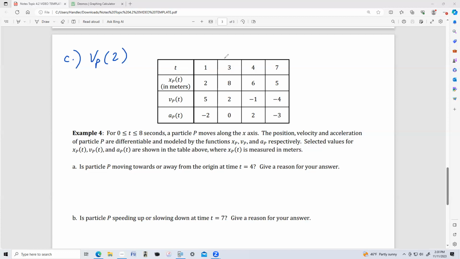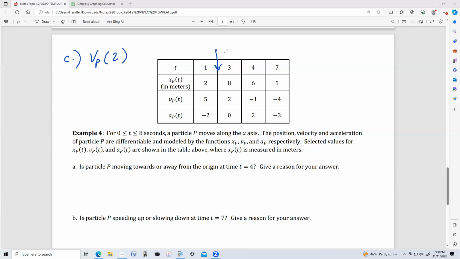There is no time value of 2. Okay. We're not privy to that. There is no time of 2. So how do you estimate a velocity? Well, velocity is position divided by time, or distance divided by time.